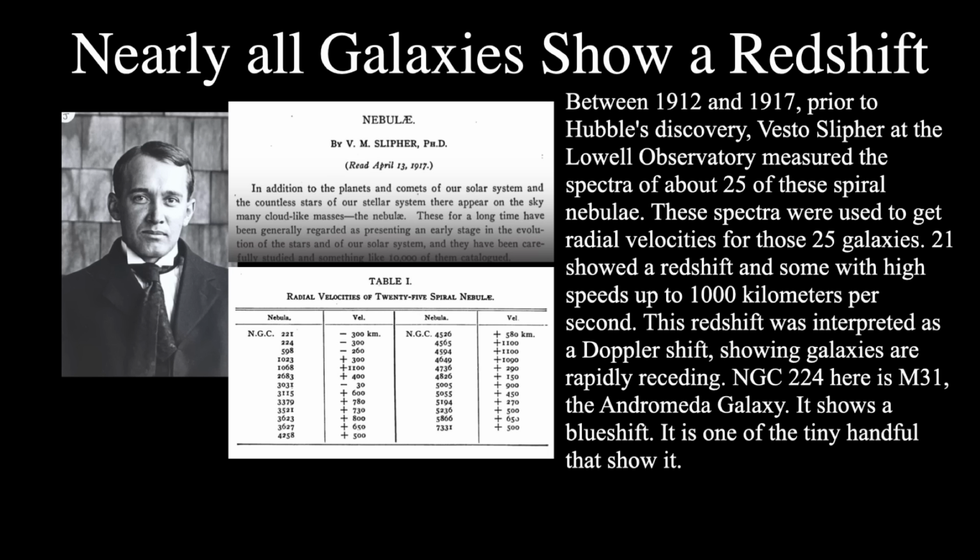And when you look closely, you see NGC 224. That is Messier object number 31, which is the Andromeda galaxy. It shows a blueshift. That's why it's labeled negative there. It's one of the very few that actually show a blueshift.